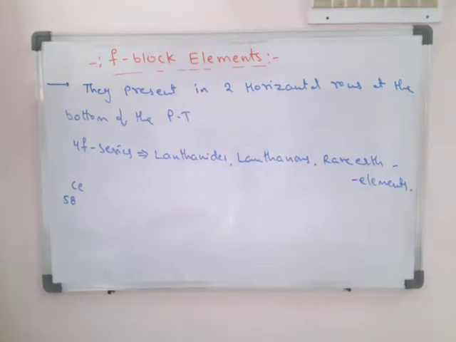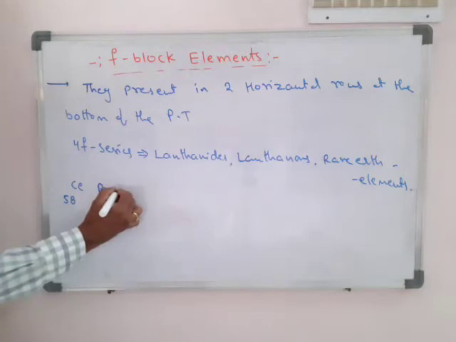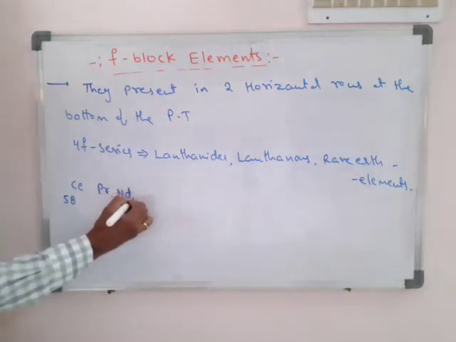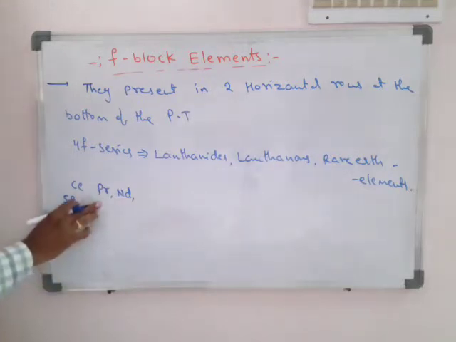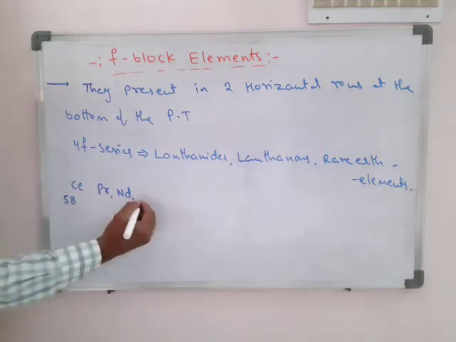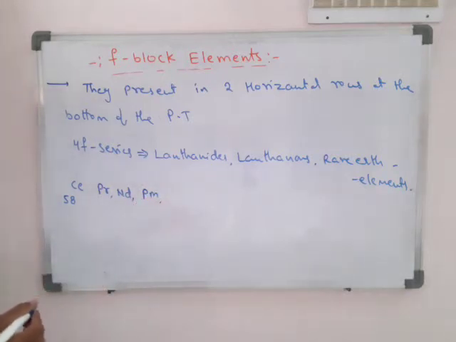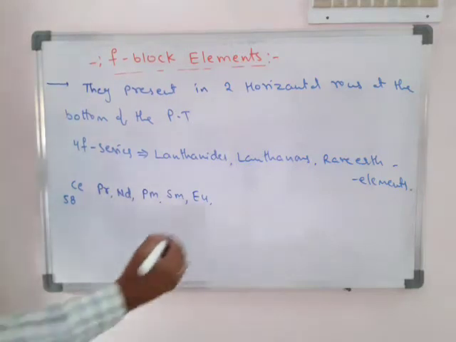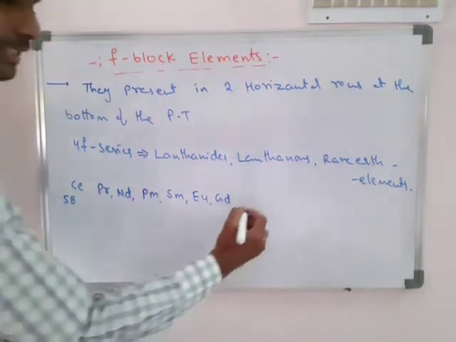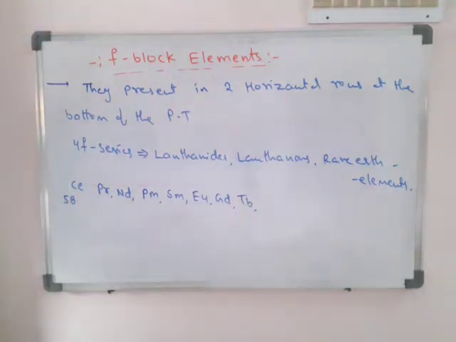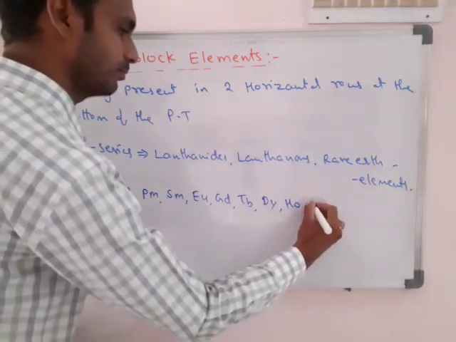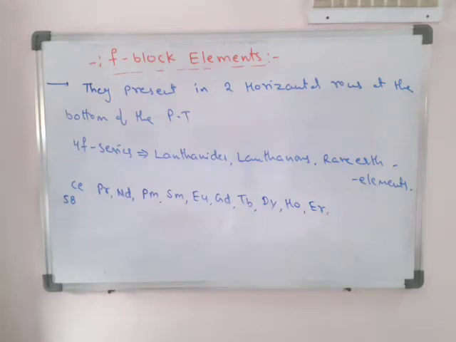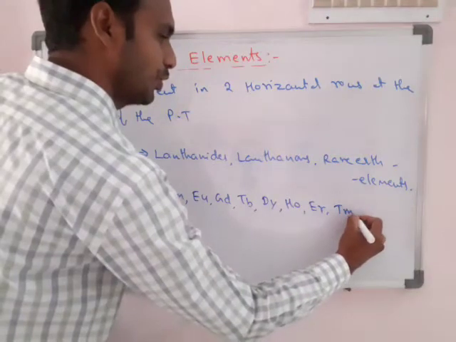Promethium, neodymium. This is Pr, praseodymium, then neodymium, next to promethium, Pm, promethium, next samarium, next europium, next Gd, can you guess this? Gadolinium, terbium, dysprosium, sorry, dysprosium, not praseodymium, dysprosium, holmium, erbium, thulium, ytterbium.